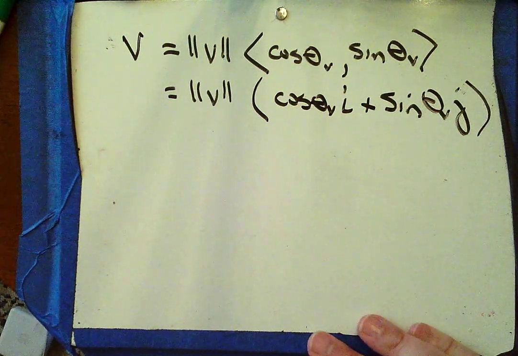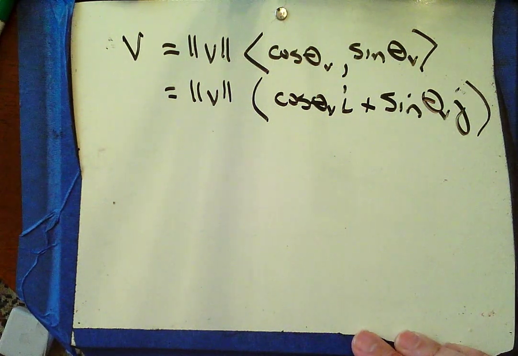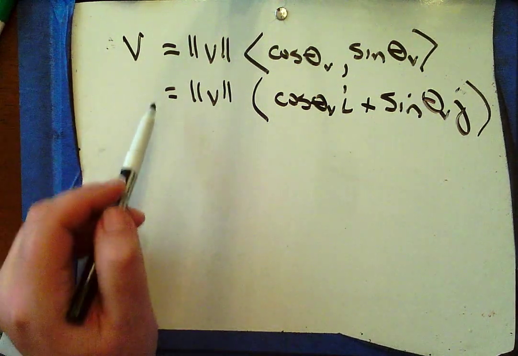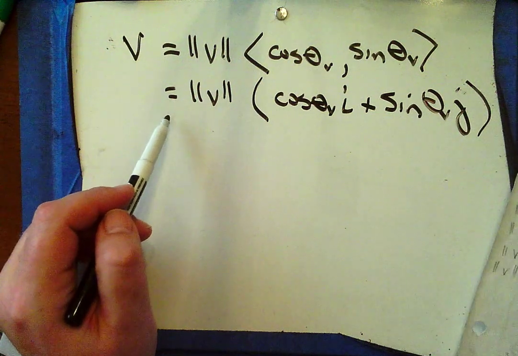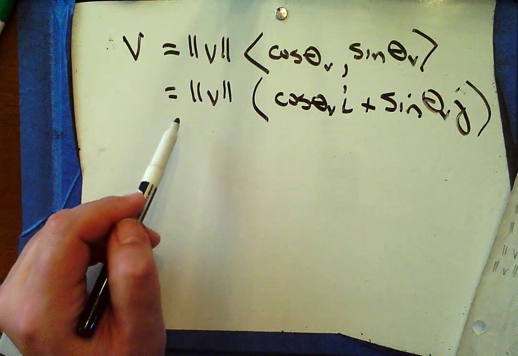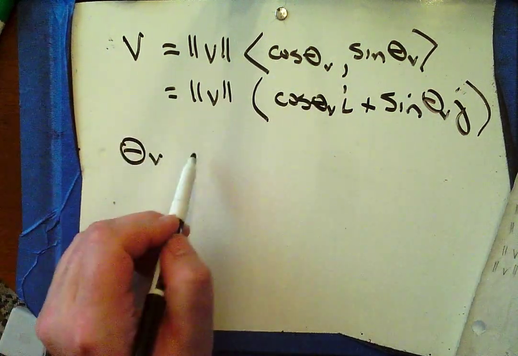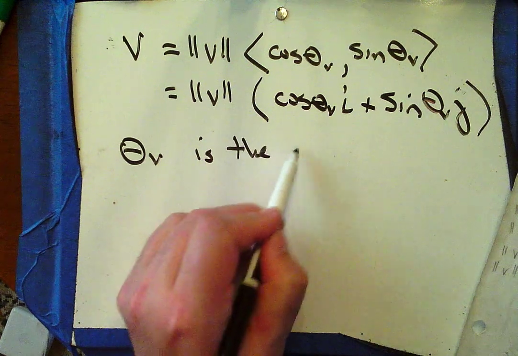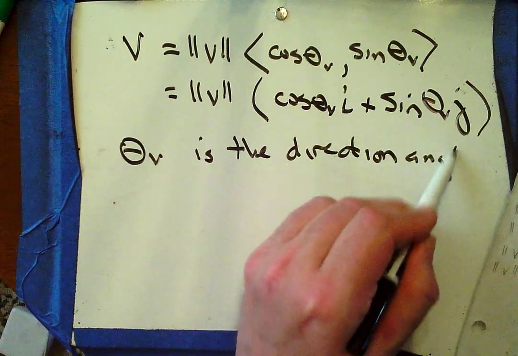Now, you may say, well, Mr. Cuckoo, why do we need this? We already have two other methods for describing vectors. Well, it turns out when we start doing word problems, this is what I most often use. This is a very useful tool. By the way, theta v here is the direction angle.